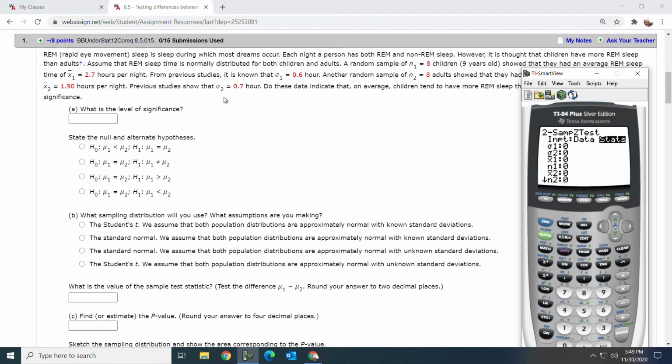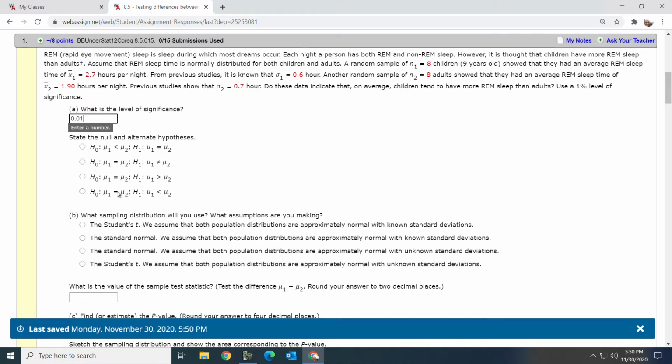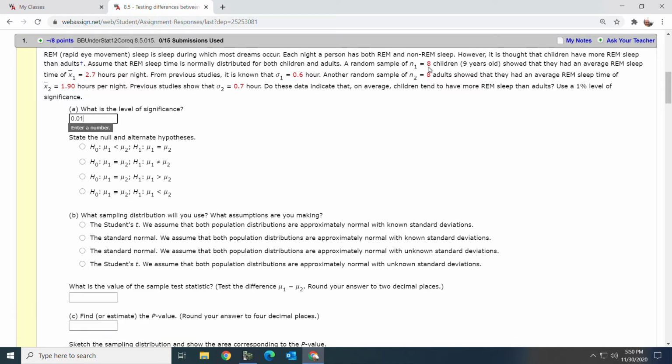So our very first answer box, what's the level of significance? 1% as a decimal. The alternative and null hypotheses, we're going to assume that the sleep times are equal, so it's got to be one of these last three. Because children are the first group and adults are the second group, children having more REM sleep would be this alternative hypothesis. The average of group 1, which is children, would be greater than the average of group 2, which are adults.